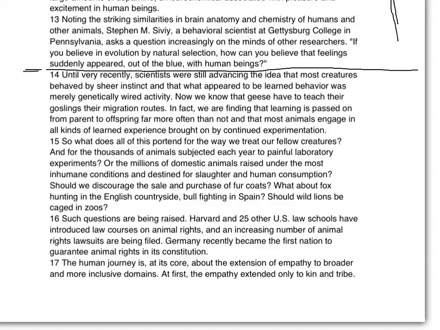Until very recently, scientists were still advancing the idea that most creatures behaved by sheer instinct and that what appeared to be learned behavior was merely genetically wired activity. Now we know that geese have to teach their goslings their migration routes. In fact, we are finding that learning is passed on from parent to offspring far more often than not, and that most animals engage in all kinds of learned experience brought on by continued experimentation. So what does all of this portend for the way we treat our fellow creatures, and for the thousands of animals subjected each year to painful laboratory experiments?